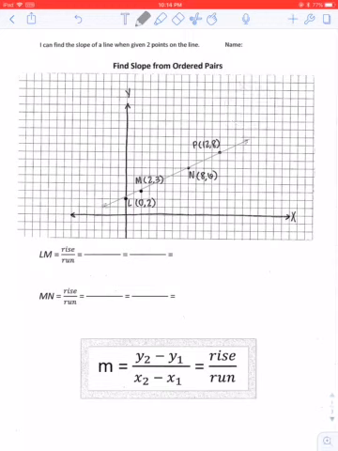indicating that it goes on forever and ever. And then we're going to look at the slope at these different pieces. So we're first going to look at L to N.